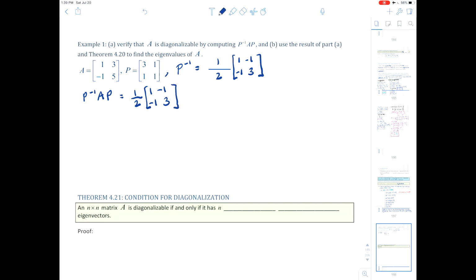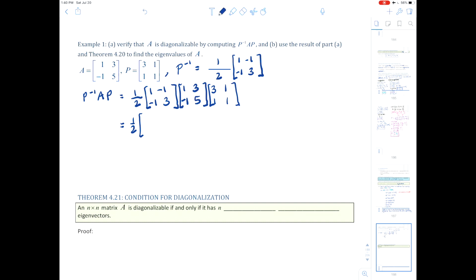So that gives us our P inverse, and then times A, and times P. All right, so continuing, we'll have 1/2 times, so I'll compute P inverse times A first off.